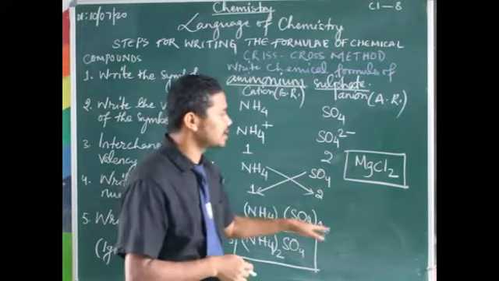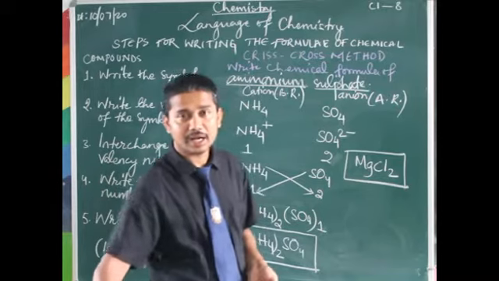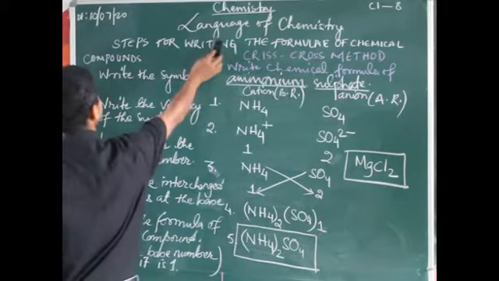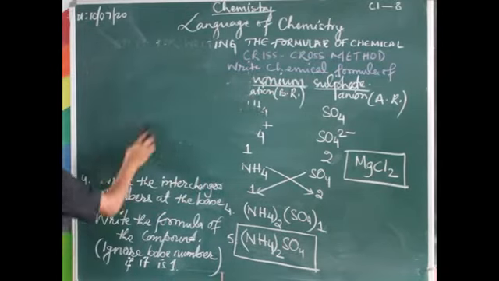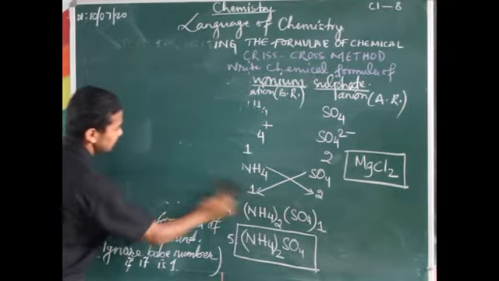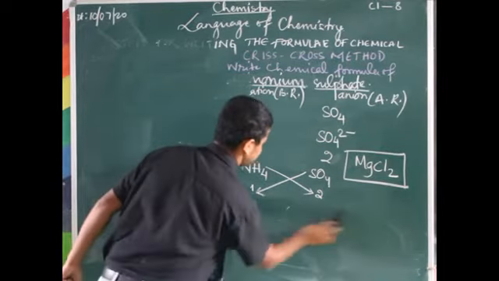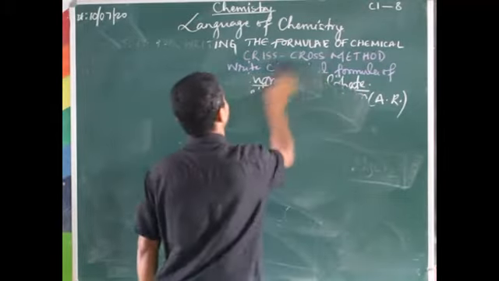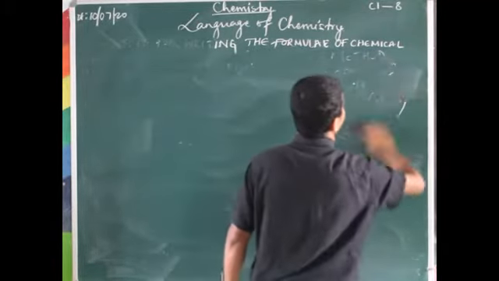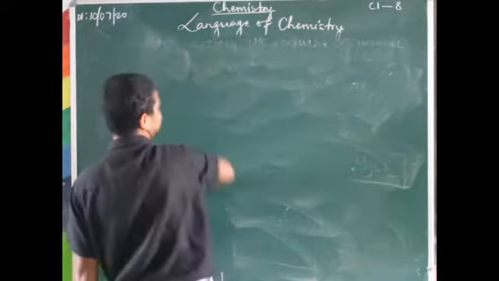And from these molecules only we will come to know about molar mass. So what do you mean by molar mass? Molar mass means mass of a molecule of a compound. So we can calculate the molar mass of a compound by knowing its chemical formula.